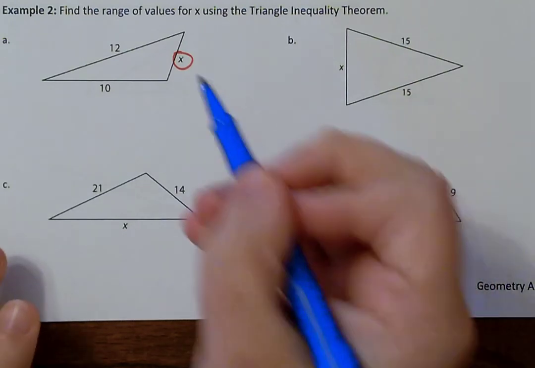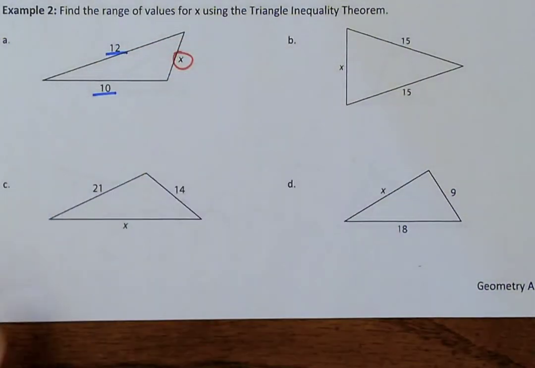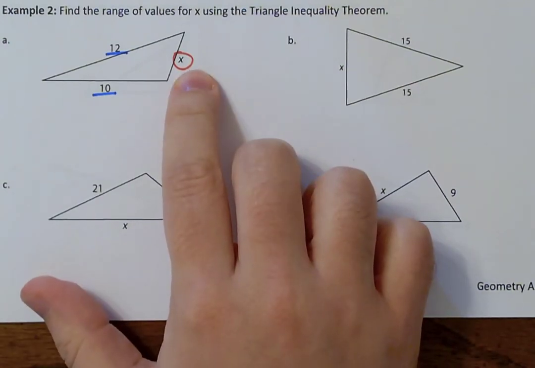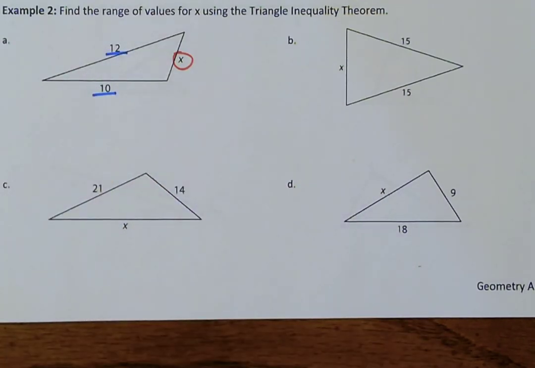So each problem is going to give you x, and then it's going to give you two of the side lengths defined, in this case 12 and 10. And we're going to use that 12 and 10 to determine what potential values x could be. Now, because we're dealing with a range, we're not going to get an exact one number, but we're going to have a range of potential numbers.